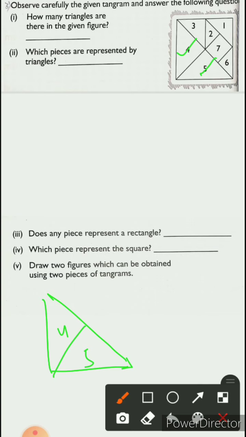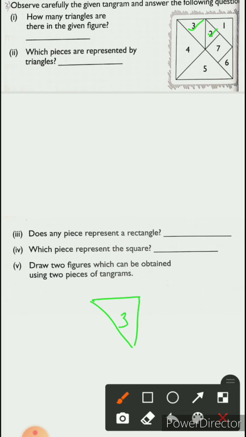Now here I am taking 2 pieces and that is 3 and 2. Okay, 3 and 2. Okay, and our figure is this one.